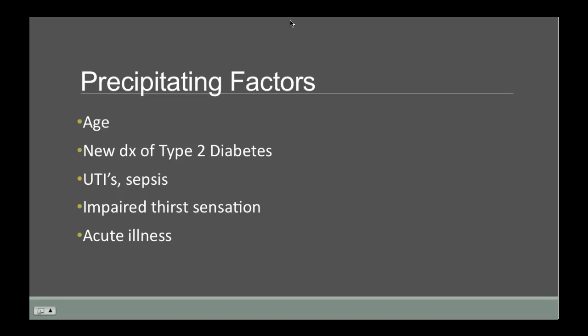So precipitating factors include age, happens more commonly in patients that are older, above 60 years of age. Also in those with a new diagnosis of type 2 diabetes. Illness can trigger it, UTI, sepsis, an impaired thirst sensation, as well as acute illness such as pneumonia.